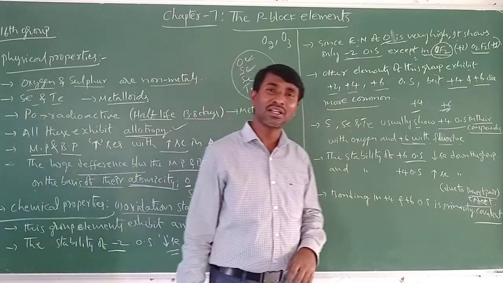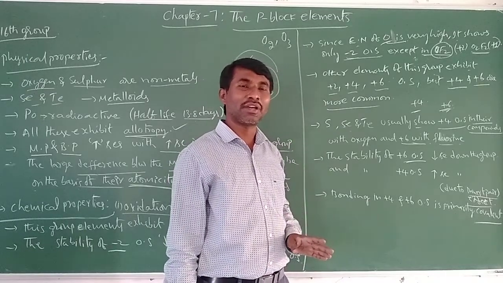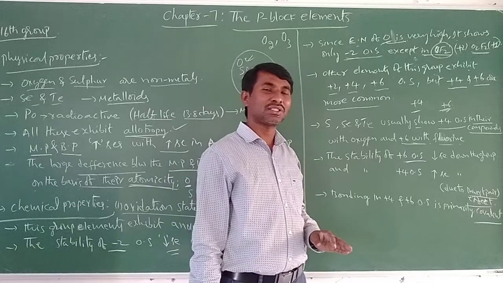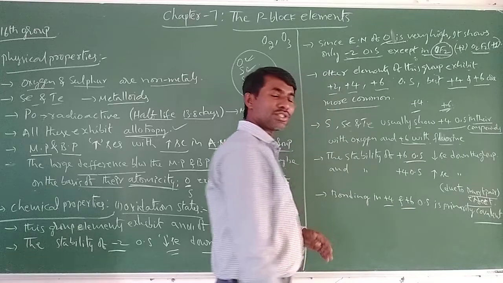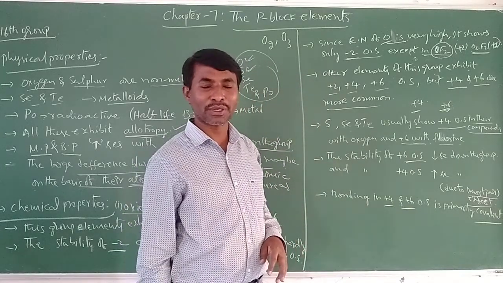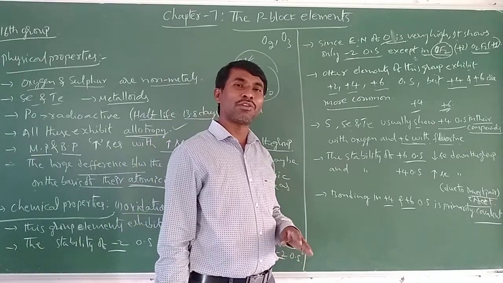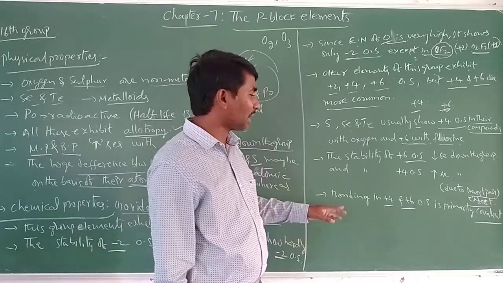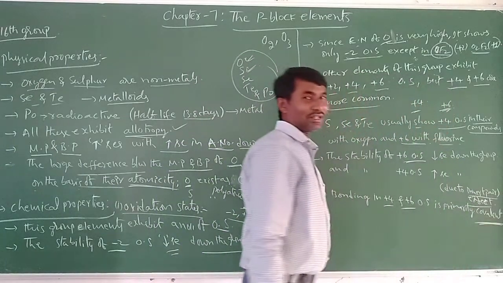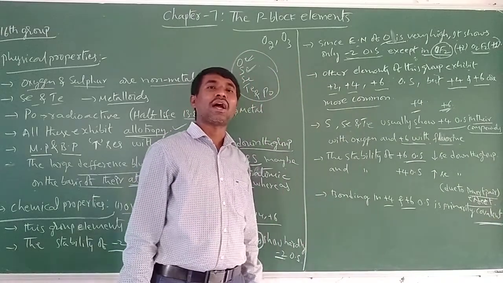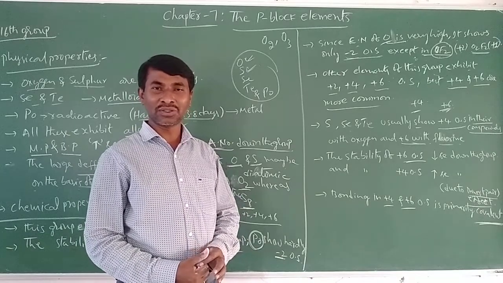Another thing is that when this group of elements combines with other elements, they generally show +4 and +6 oxidation states, while the bonds formed are primarily covalent in nature. Why? Because these are highly electronegative elements. This group also has some of the highly electronegative elements.